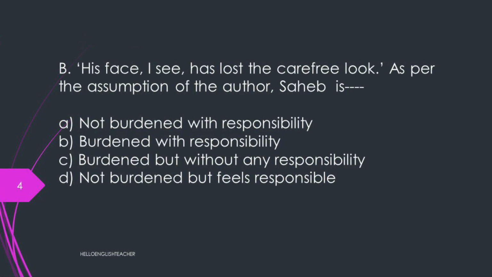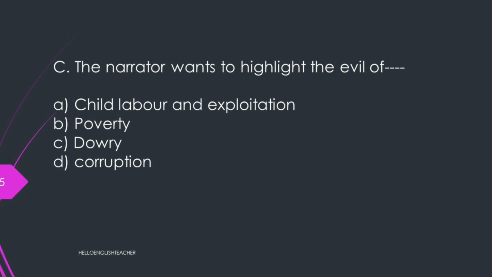His face, I see, has lost the carefree look. As per the assumption of the author, Sahib is not burdened with responsibility, burdened but without any responsibility, not burdened but feels responsible. So here the answer is B. He is burdened with some responsibility.